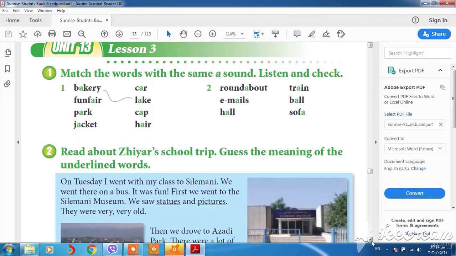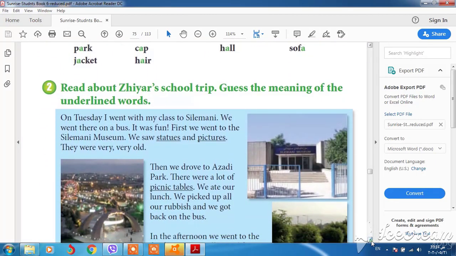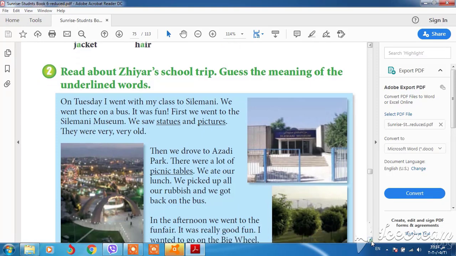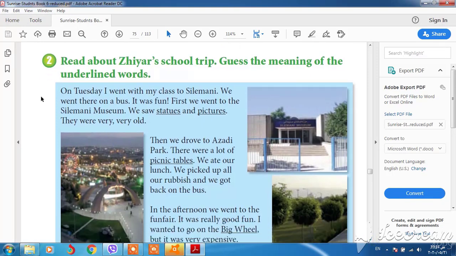Read about your school trip. Guess the meaning of the underlined words. Okay, let me read, and be careful. On Tuesday, I went with my class to Slimani. We went there on a bus. It was fun. First, we went to the Slimani Museum. We saw statues and pictures. They were very, very old. Then we drove to Azadi Park. There were a lot of picnic tables.